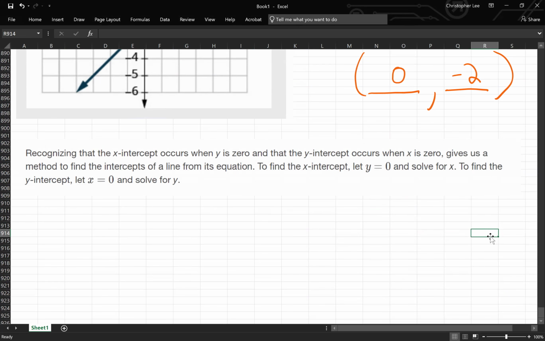So recognizing that the x-intercept occurs when y is 0 and that the y-intercept occurs when x is 0 gives us a method to find the intercepts of a line from its equation. To find the x-intercept, let y equal 0 and solve for x. To find the y-intercept, let x equal 0 and solve for y, right? So what am I leading this up to?